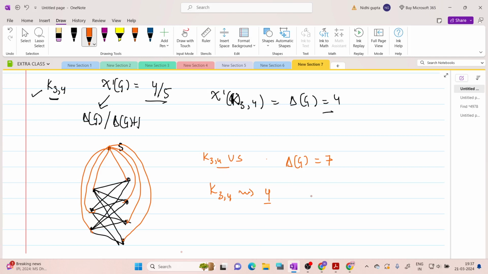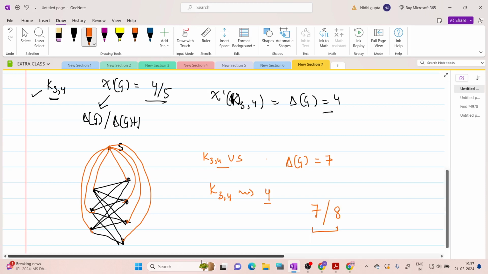Now for this new graph, first of all, it can be either 7 or 8. Now the question is, is it 7 or 8? It is 7. Why is it 7?